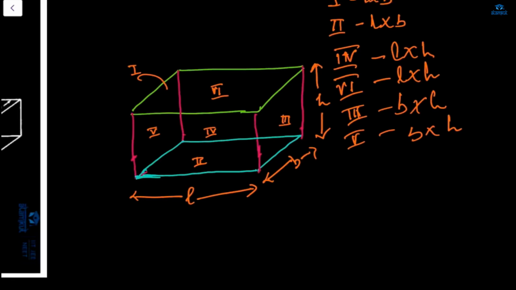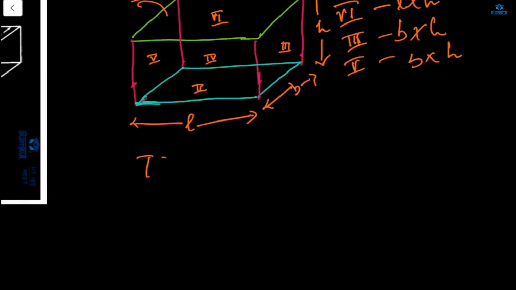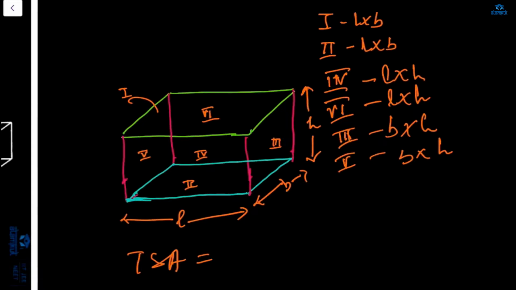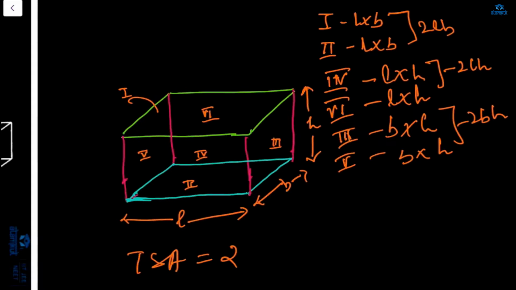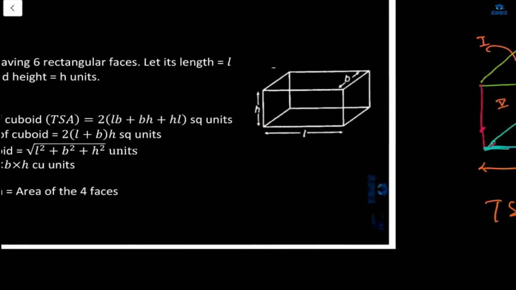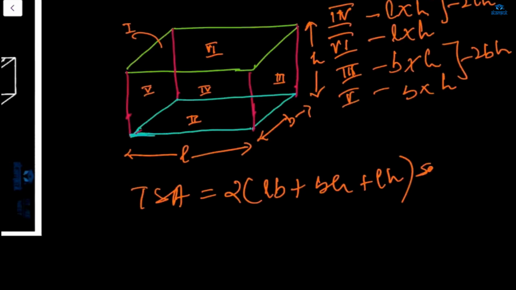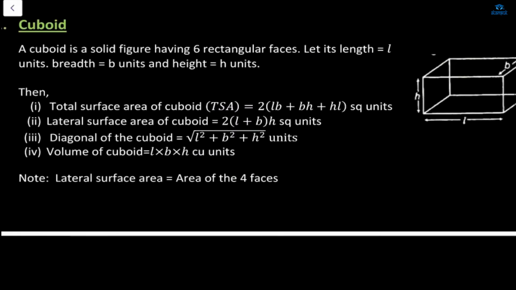Now, I'm talking about the surface area. If you're talking about total surface area, that is TSA. What will be TSA? You're going to add everything. So you have 2LB, 2LH, and 2BH. We can take 2 common: 2(LB + BH + LH). So this is the total surface area of a cuboid. Understood? Any doubt? And always write square unit.